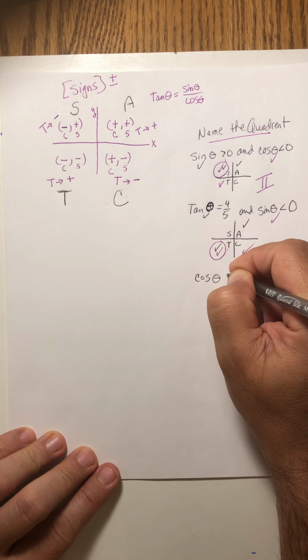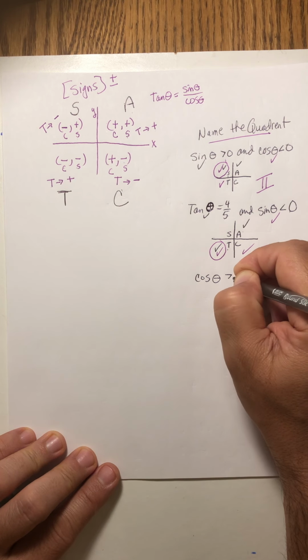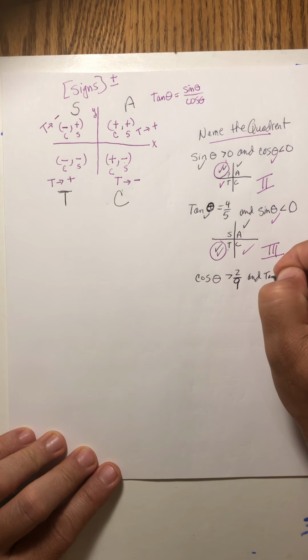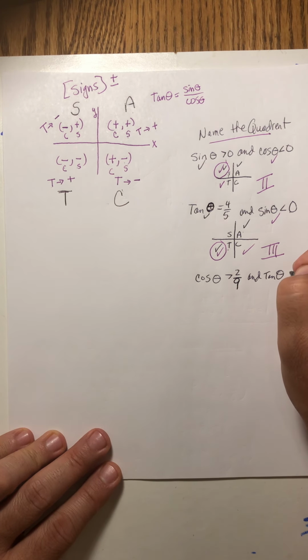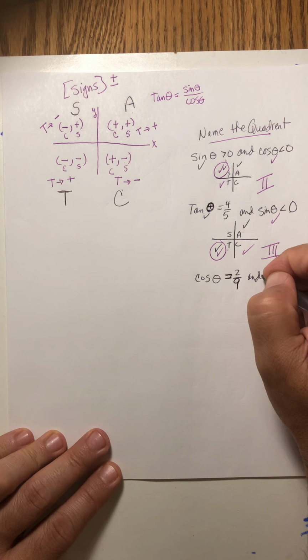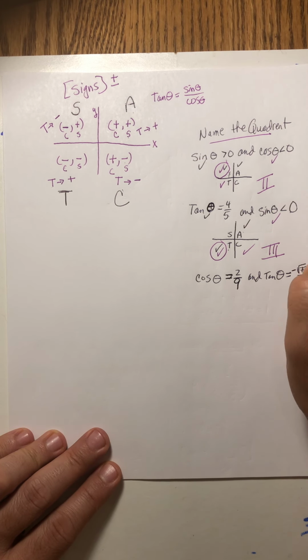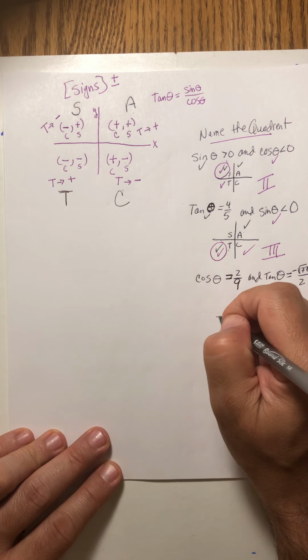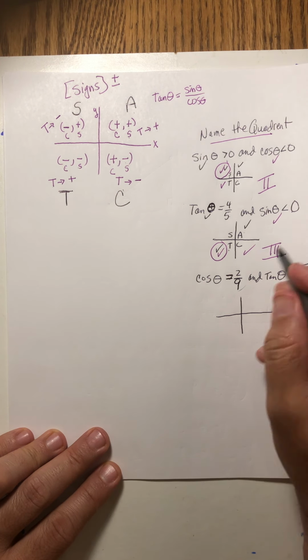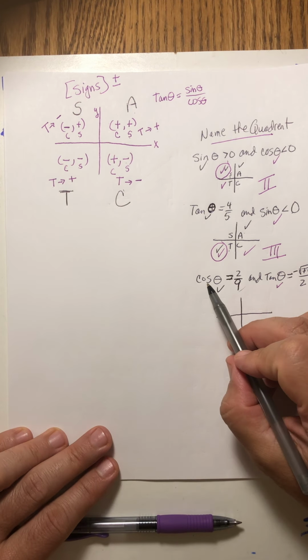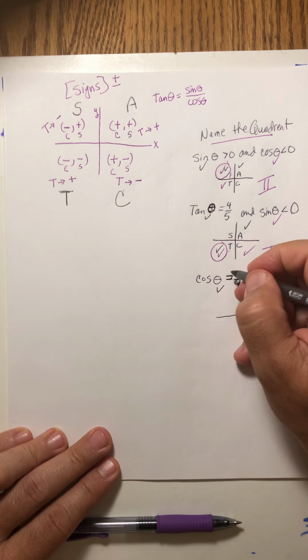Cosine of theta is equal to 2/9, and the tangent of theta is equal to negative, let's do something wacky, square root of 77 over 2. Again, all you really care about is positive, negative. All right, black check mark, purple check marks. Okay. Cosine theta equal to 2/9.